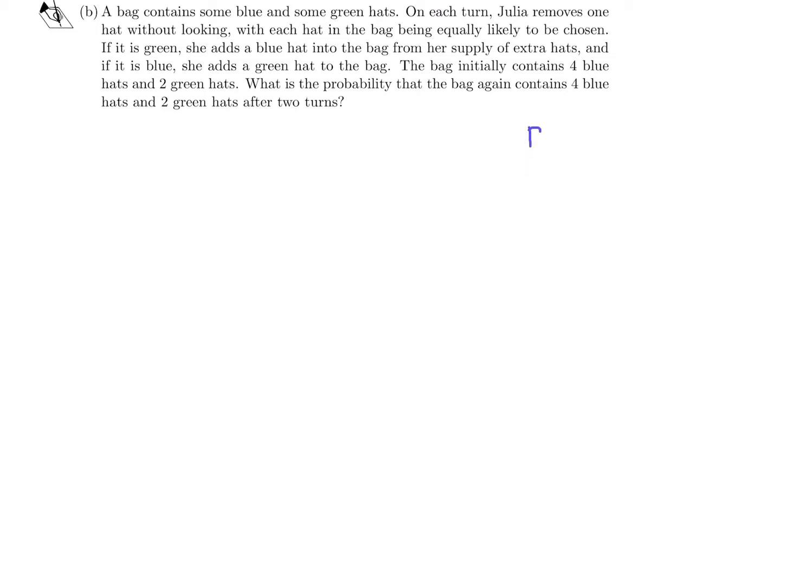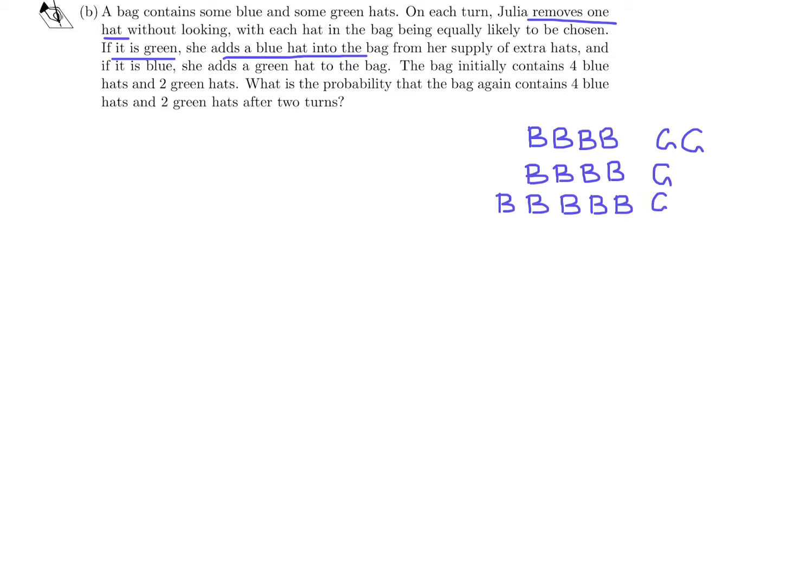So first, let's just talk about this question in terms of what is the rule or the process. We start with 4 blue and 2 green. If you take away a green, you will be left, of course, with 4 blue and 1 green. But then the rule is that you have to add a blue hat, right? Just read the question. Julia removes a hat. If it is green, she adds a blue. So if you add the blue, your scenario becomes like this. 5 blue and 1 green.